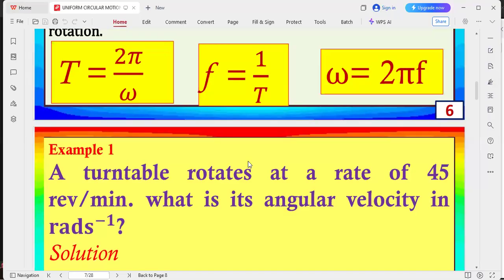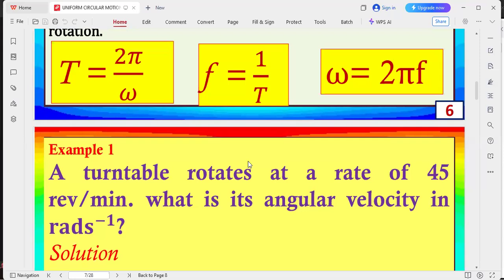Then we said that omega equals 2 pi f. So we will now substitute omega, which is our angular velocity being asked, equals 2 times 22/7, pi being the normal 22/7, times 0.75. And when you multiply on your calculator, you will find 4.712 radians per second.